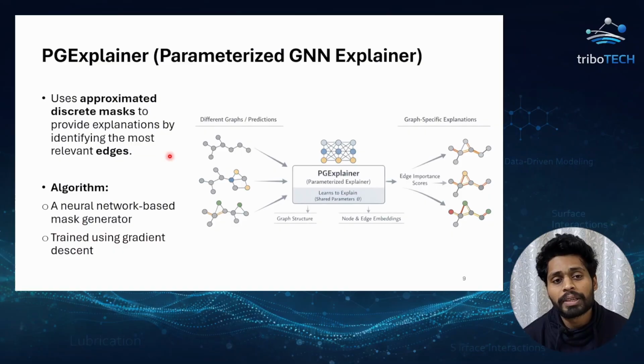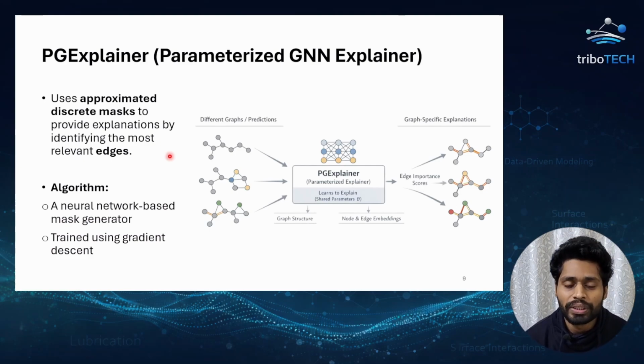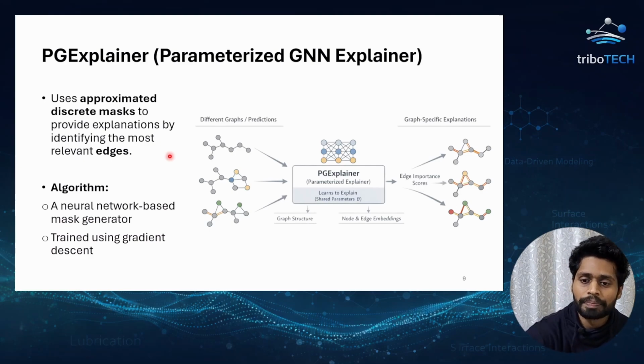PGExplainer basically uses approximated discrete mask to provide explanations. And here we are interested in only edges and not node features like GNN Explainer, right? And the algorithm which is used to generate masks is a neural network, which I already told. And this neural network is trained using gradient descent.